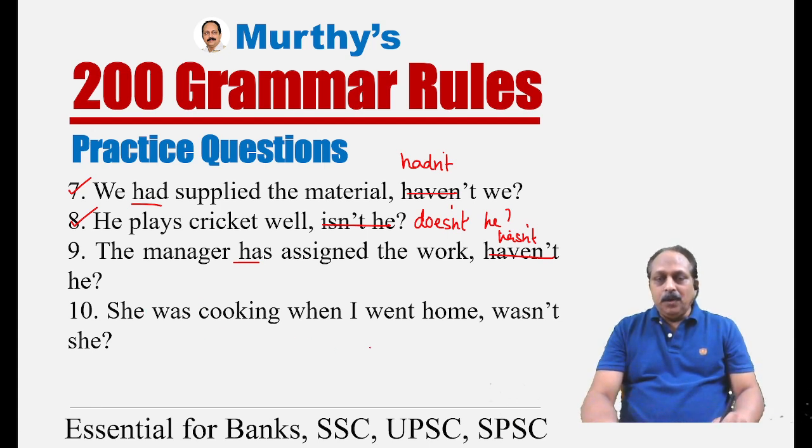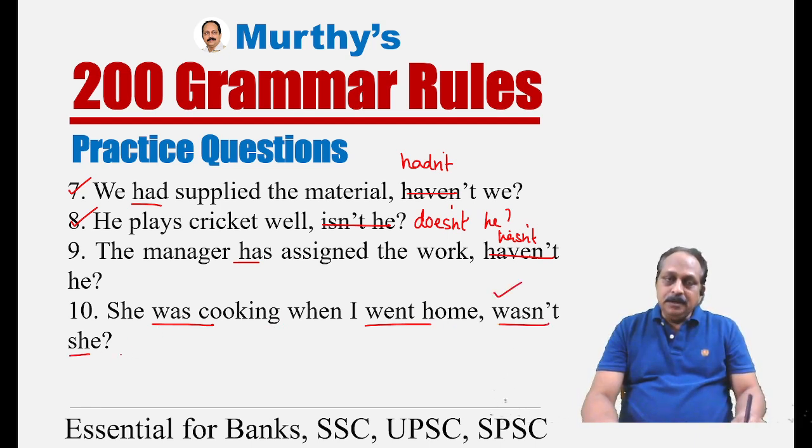She was cooking when I went home, wasn't she? Here we have two clauses. She was cooking, past continuous. When I went home, past tense. Don't consider the second clause. You should focus on the first clause. It is in past continuous. And what is the appropriate helping verb? Was. It is in affirmative, so we have to use the word not. Was not, short form, wasn't. No error. And what is the subject? She. Repeated, no error. That means the sentence is contextually, grammatically perfect, flawless. She was cooking when I went home, wasn't she?